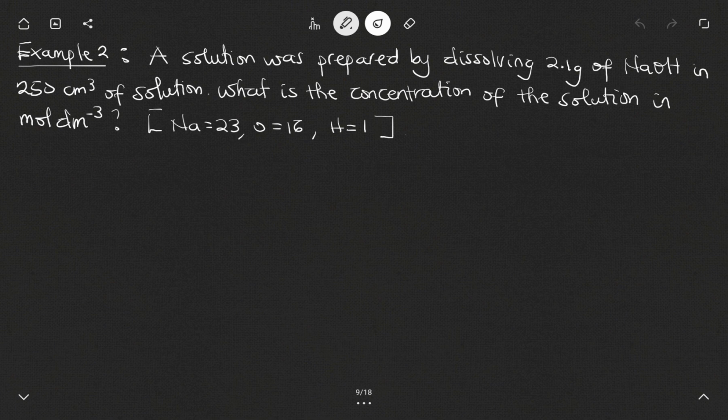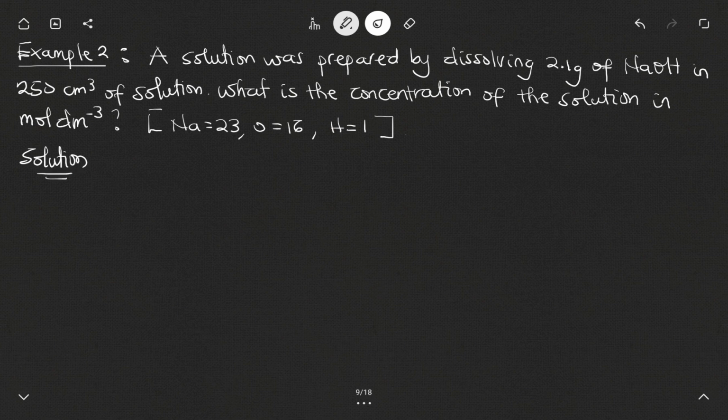Example number 2. A solution was prepared by dissolving 2.1 gram of sodium hydroxide in 250 cm³ of solution. What is the concentration of the solution in mole per dm³, given that the relative atomic mass of sodium is 23, that of oxygen is 16, and hydrogen is 1. Alright, so let's go ahead and look at the solution to this problem.